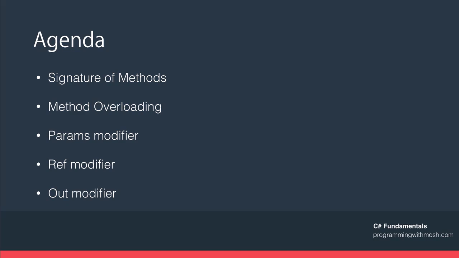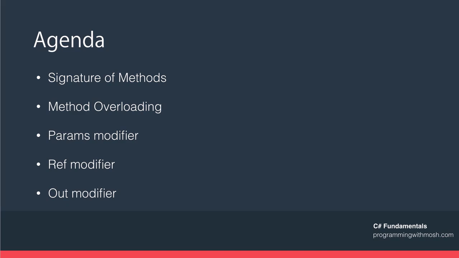Then I'm going to talk about method overloading, which you should already be familiar with because I already talked about it in the lecture about constructors. But here you're going to see another example of overloading methods which can be useful. Then I'm going to talk about three modifiers that we can apply to method parameters. And there are params, ref, and out.